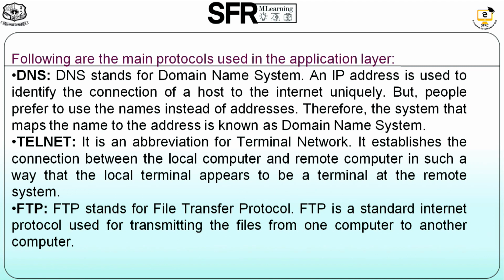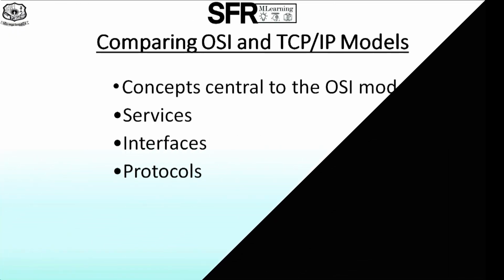DNS is the Domain Name System. An IP address is used to identify the connection of the host to the internet uniquely. DNS helps to find the address of the system. Telnet is an abbreviation for terminal network. It establishes a connection between the local computer and the remote computer in such a way that the local terminal appears to be a terminal at the remote system. FTP is the File Transfer Protocol. It is a standard internet protocol used for transmitting files from one computer to another.